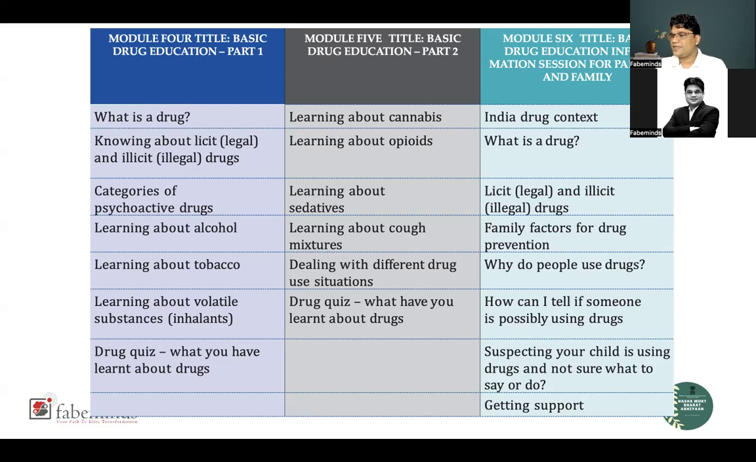Okay, so licit and illicit, again, the same information. Family factors for drug prevention, like what are those family factors? Why do people use drugs? That is the most important question that is addressed there. How can I tell if someone is possibly using drugs? So that is what we'll be covering. Suspecting your child is using drugs and not sure what to say or do, and getting the support. So this is going to be an important section. That is the last module.